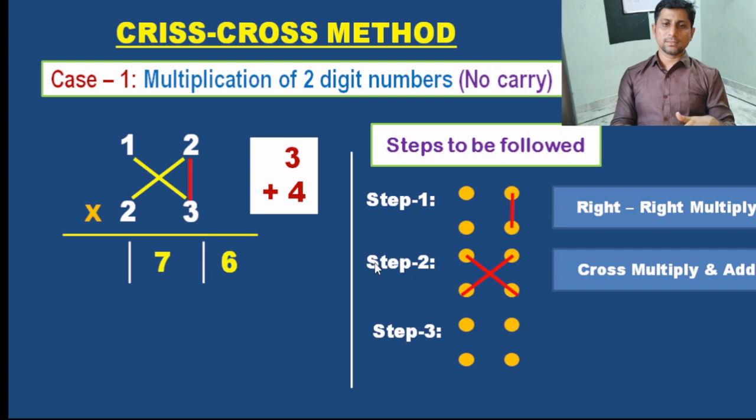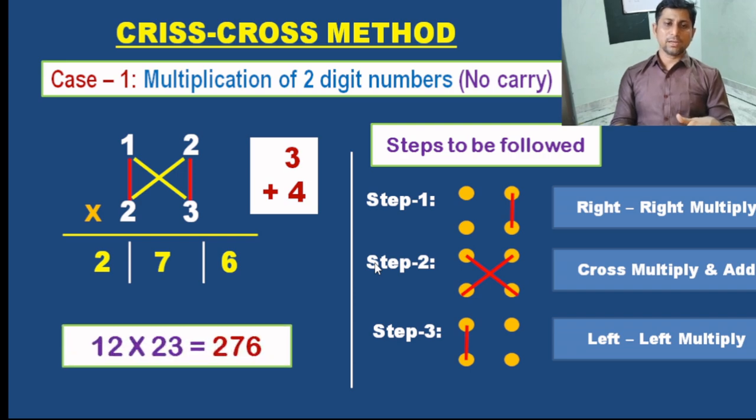And the third step is to multiply the left digits and write it here. That is left multiplication. That is 1 into 2 will get answer 2. So the answer for the multiplication of 12 and 23 is 276. This is the Criss-Cross method, or vertical cross multiplication.